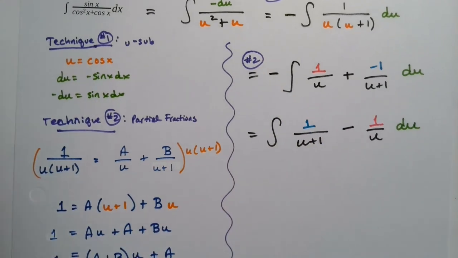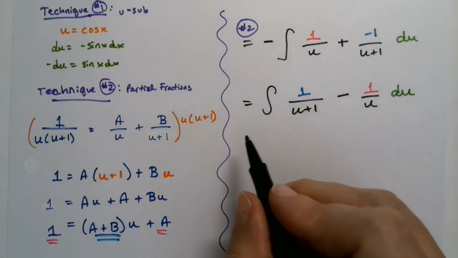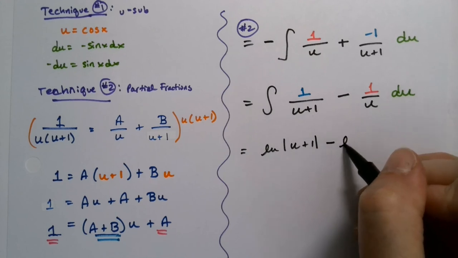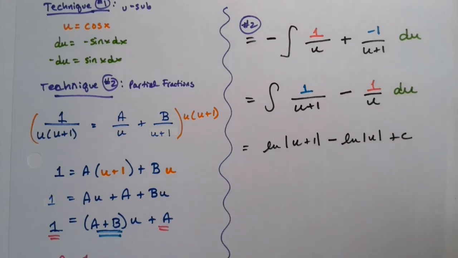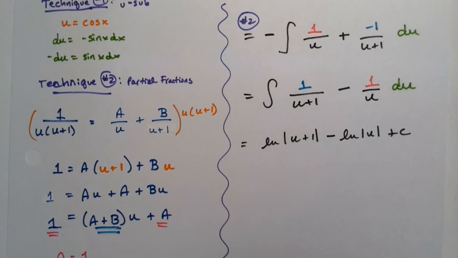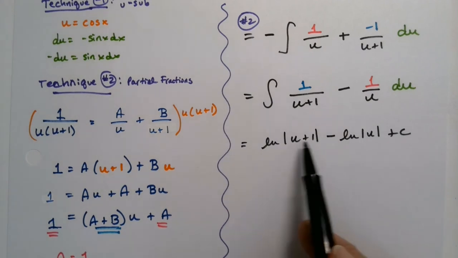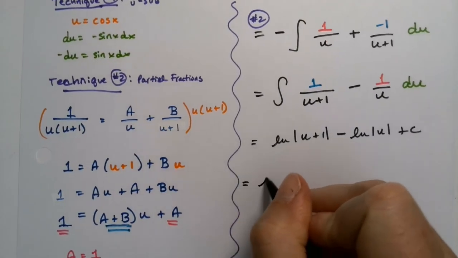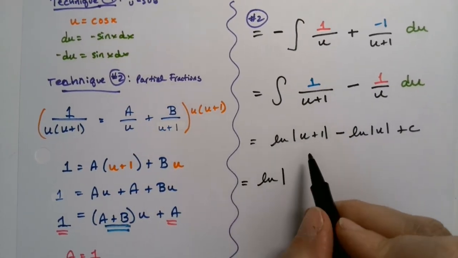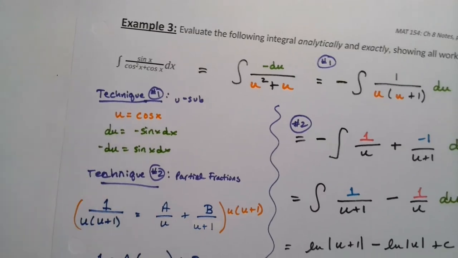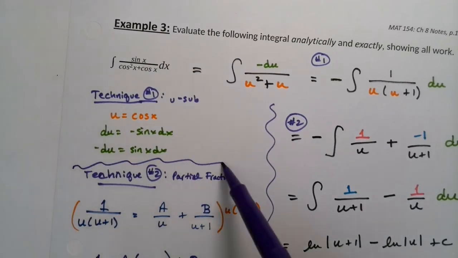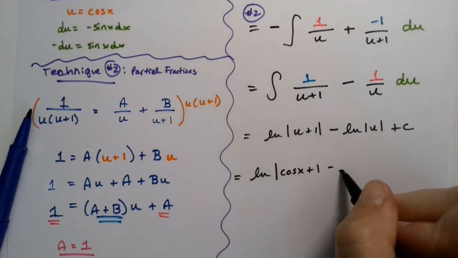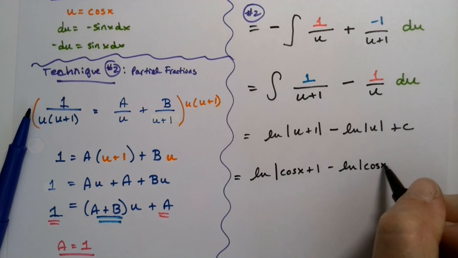And now we integrate. And both of these, luckily for us, are extremely easy integrals. This is the natural log of the absolute value of u plus 1 minus the natural log of the absolute value of u plus c. Now you're not done, because the problem wasn't given to you in terms of u. The problem was given to you in terms of x. So you need to go back and put back in what u was. So u was equal to the cosine of x. So it's the natural log of the absolute value of cosine of x plus 1 minus the natural log of the absolute value of the cosine of x.